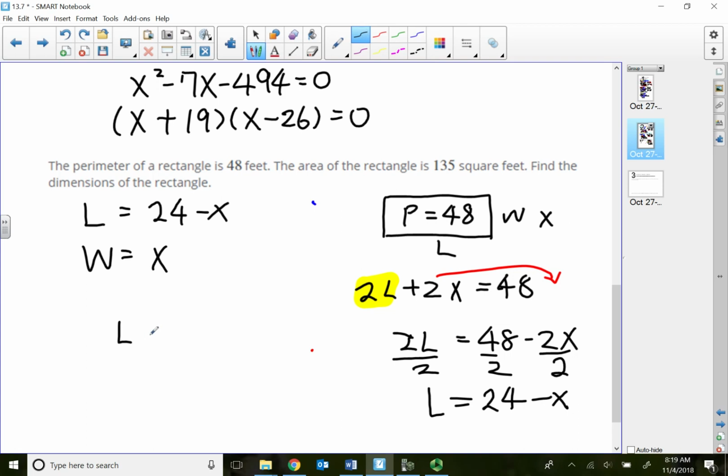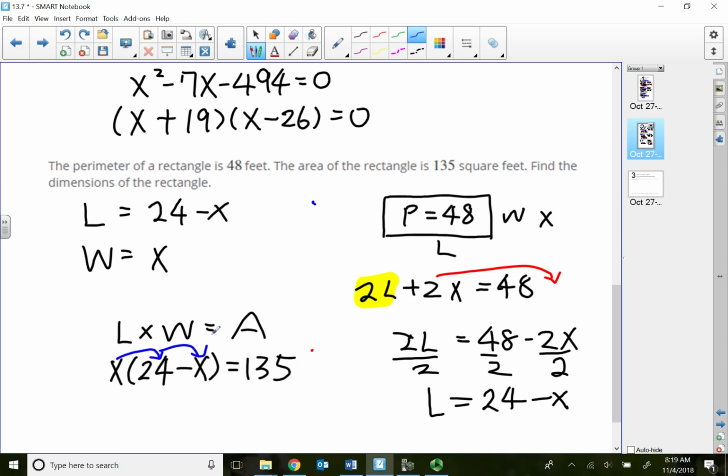All right, now let's use our area formula. Length times width again is equal to the area. So that will be x times 24 minus x equal to 135. All right, so I'm going to multiply this out real quick. So that will be 24x minus x squared equal to 135.